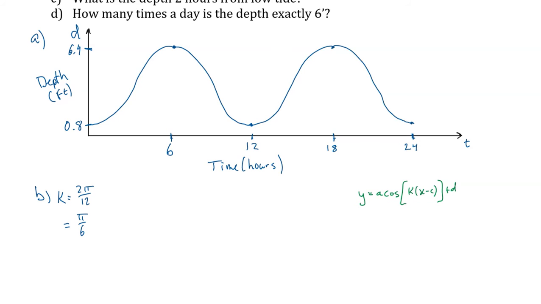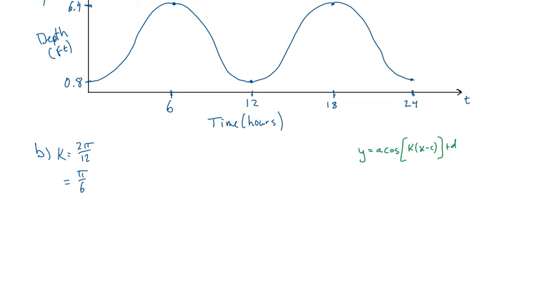Okay, so amplitude is max minus min divided by 2, so 6.4 minus 0.8 divided by 2. Has anybody done that yet? 14 over 5. Can you do that as a decimal? 2.8.